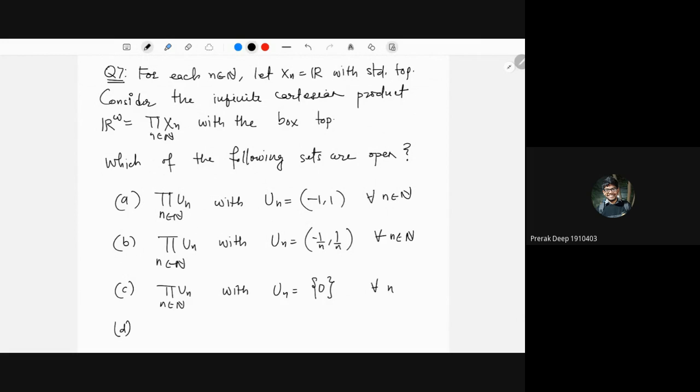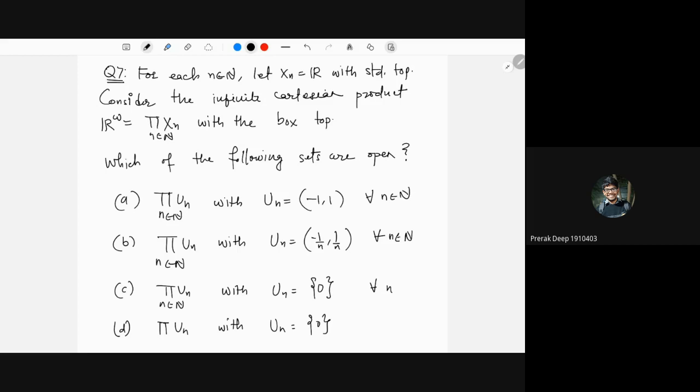And option D is an arbitrary product of U_n with U_n equal to {0} for n equal to 1 to k, and after k, for j greater than or equal to k+1, it is R. Again, I will give you a few minutes to think about this problem, and then we will discuss the solution.